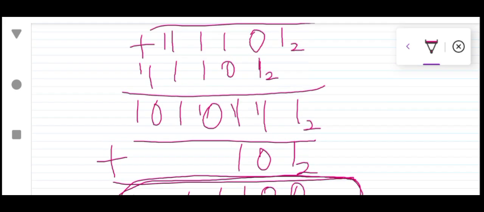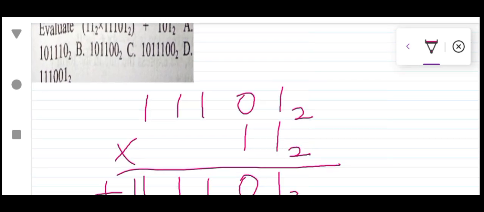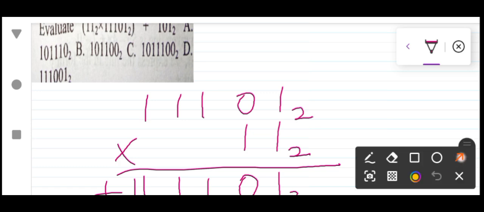So let's go check the answer. 1 0 1 1 1 0 0. Would you guess the right answer here? Good of you. That's option C, and that's very correct.